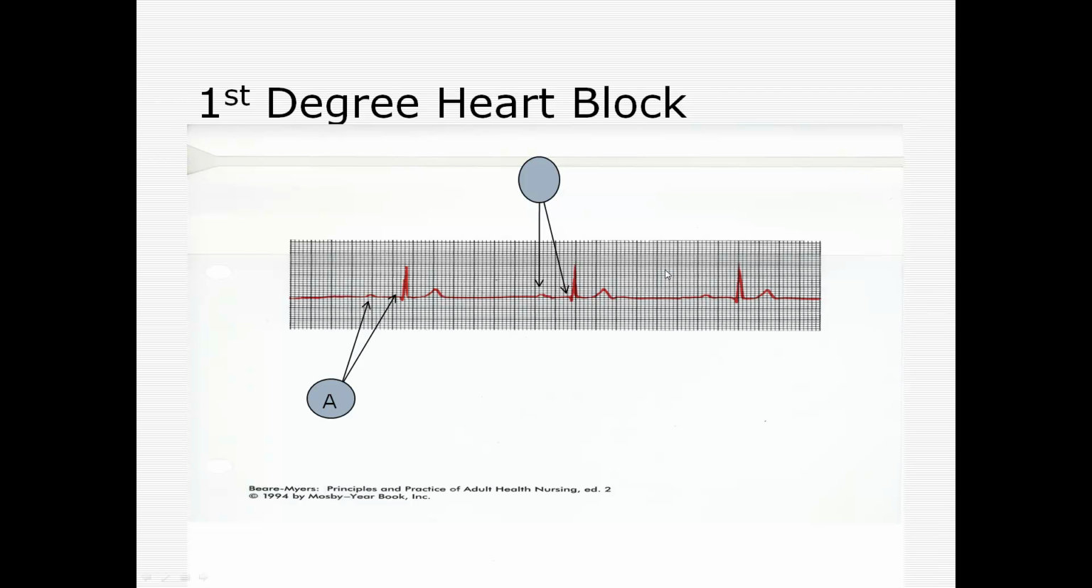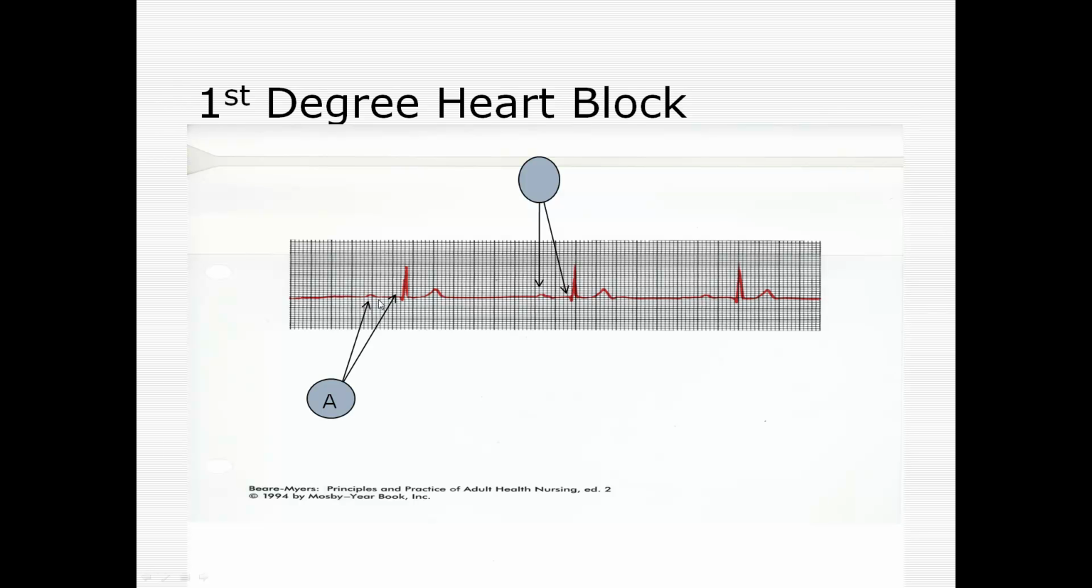Now remember, I said that it should be a certain amount of time between the P wave and the QRS. Here's your P wave and the QRS. This should be between the start of the P wave and the start of the QRS less than 0.20 seconds. If we measured this out on the computer, this is way longer. So first degree heart block means something is slowing that electrical impulse from the SA node down to the ventricles. It takes a lot longer than it should.